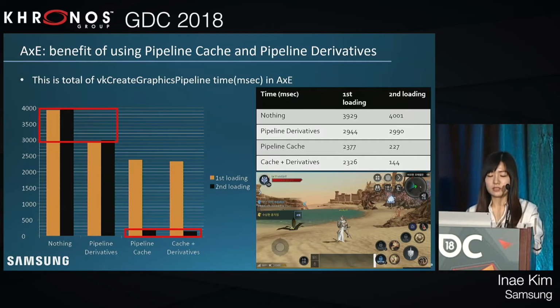In conclusion of this experiment, the pipeline cache is necessary for improved loading speed. If you can use it, you have to use it. But if you can't use the pipeline cache, then pipeline derivatives can be the second choice. And if you need more loading speed improvement, you could consider using both pipeline cache and derivatives.